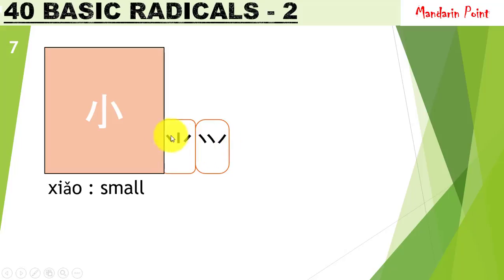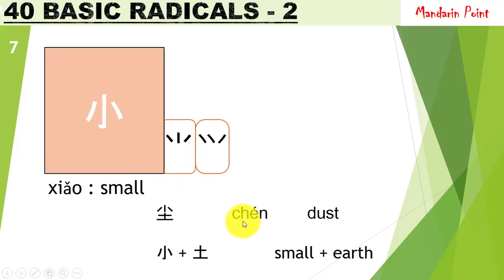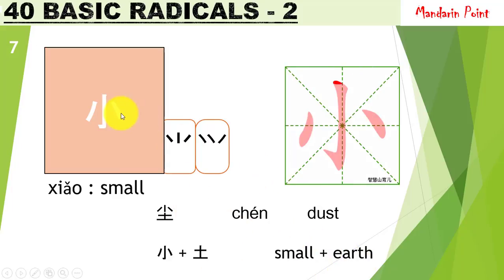These will portray the meaning of small in that character. For example, here we have chen, chen meaning dust. If you see this character, it is composed of this earth and this small. So this small earth means dust. And let's derive it from basic strokes, very simple: shu, guo, left footing, tian.